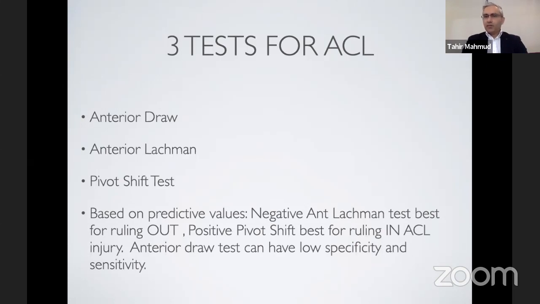If we look at the pivot shift test, if it is positive compared to the normal uninjured knee, then you have almost certainly injured your ACL. The anterior draw test, we all do it for completeness, but it has a low specificity and a low sensitivity. Often I find you can examine an ACL injured knee, the Lachman is positive, the pivot shift test is strongly positive, but the anterior draw test is positive, but not as positive as you would initially have expected it to be.